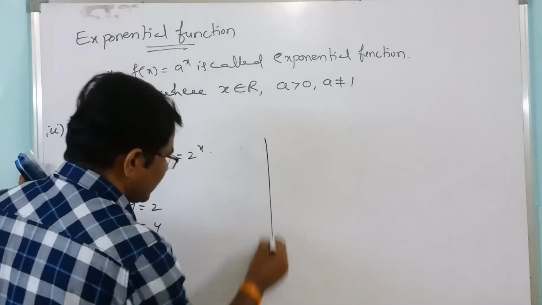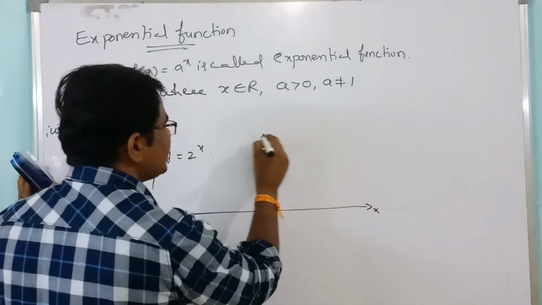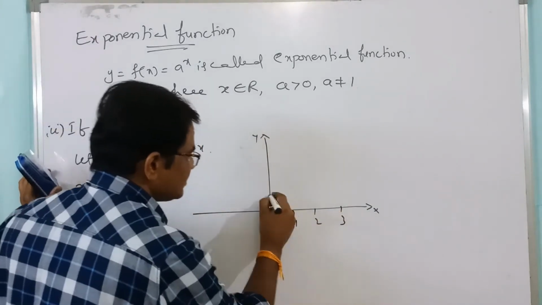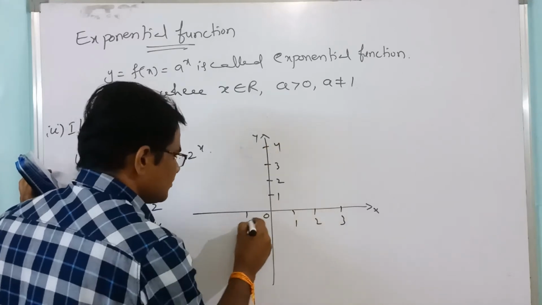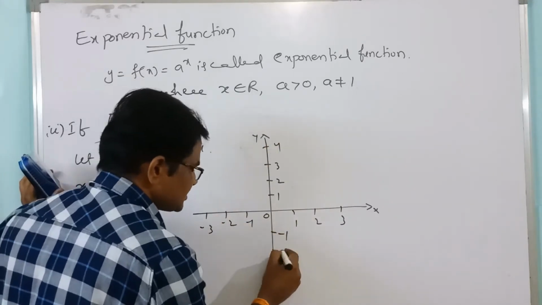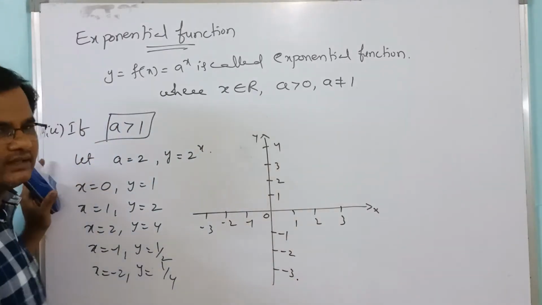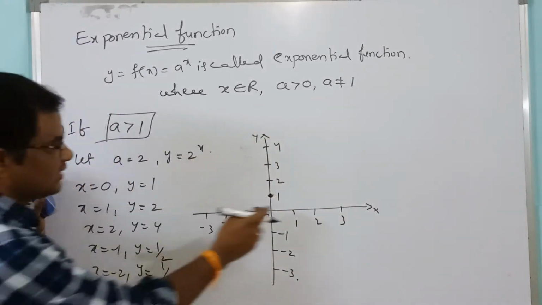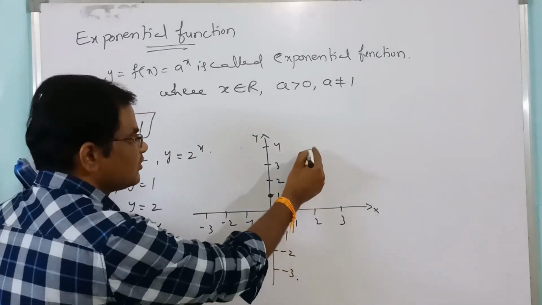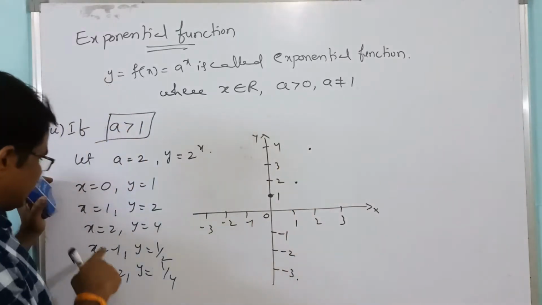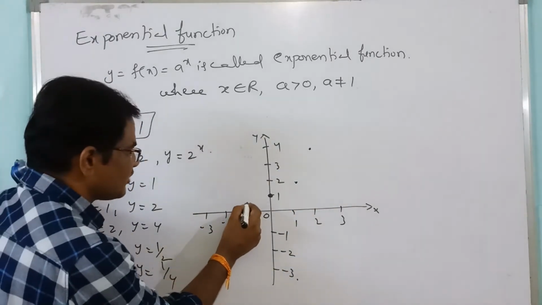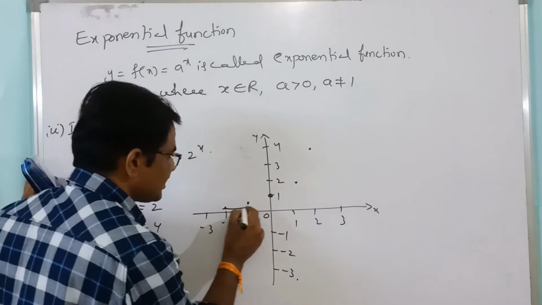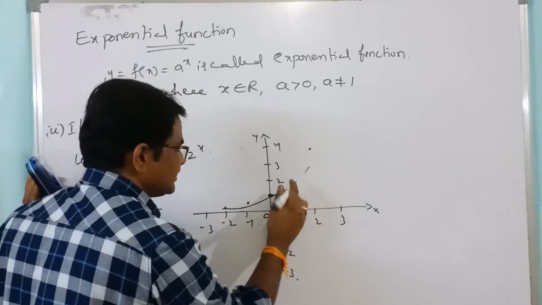Take these points on the x-axis and y-axis, right? So this is the origin, 1, 2, 3, 4, and minus 1, minus 2, minus 3 on both axes. Now x equal to 0, y equal to 1, the same point. x equal to 1, y equal to 2; x equal to 2, y equal to 4; x equal to 3, y equal to 8. Next, x equal to minus 1, y equal to 1 by 2; x equal to minus 2, y equal to 1 by 4. If you draw the graph here also, you will get it like this.